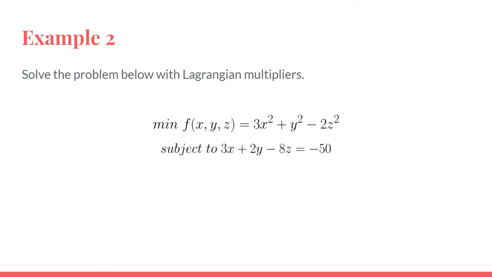Let's move on to our second example. This time we want to minimize an objective function that is f of x, y, and z equal to 3x squared plus y squared minus 2z squared. This objective function is subject to one constraint that says that 3x plus 2y minus 8z is equal to minus 50.